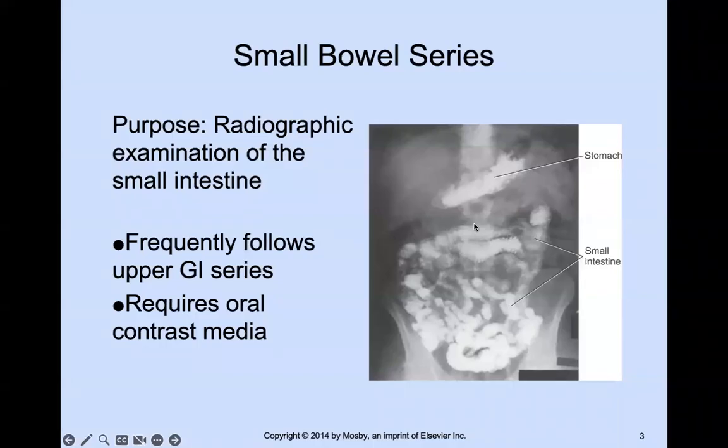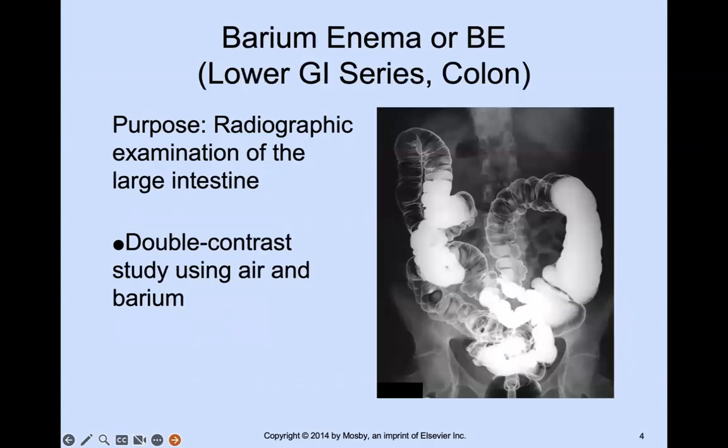Okay, so a small bowel series is an exam to examine the small intestine. And it's very commonly done after an upper GI series. So a lot of the times it's ordered as an upper GI with the small bowel series, or it can be ordered alone as a small bowel series itself. And in the lower GI, we have the barium enema, which is not so common an exam anymore, but it is to examine the lower gastrointestinal system. So what we're seeing here is air and contrast barium in the colon, okay?